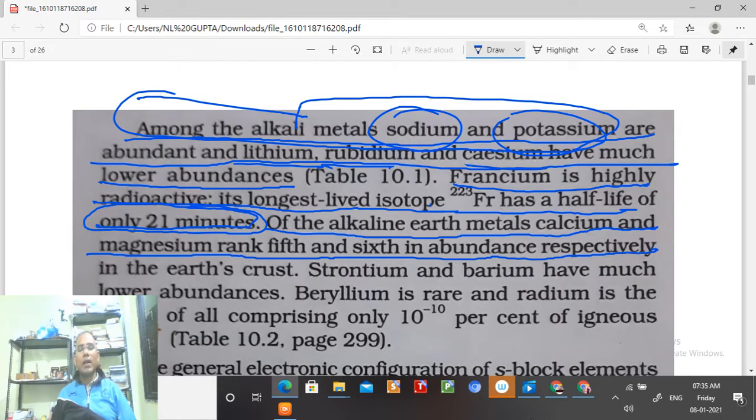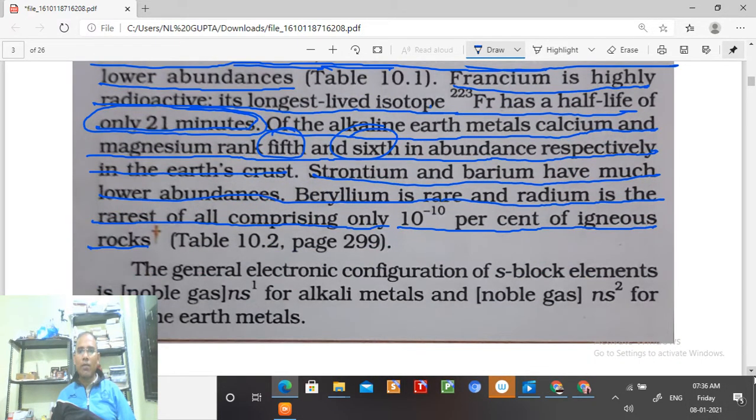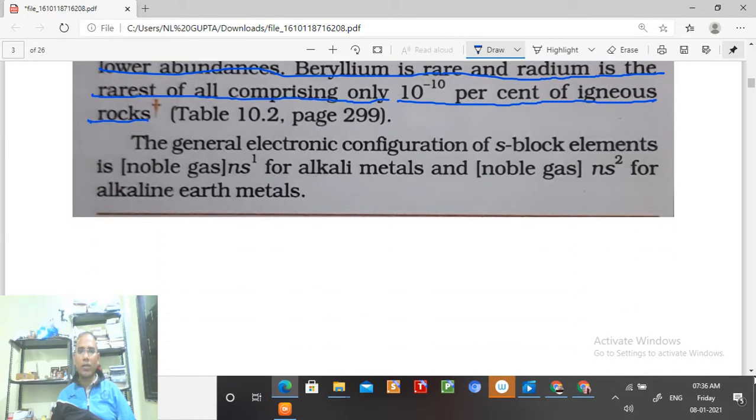Among the alkaline earth metals, calcium and magnesium rank fifth and sixth in abundance respectively in the earth's crust. Strontium and barium have much lower concentrations. Beryllium is rare, and radium is the rarest, comprising only 10 power minus 10 percent of igneous rock. So it is a very low concentration.